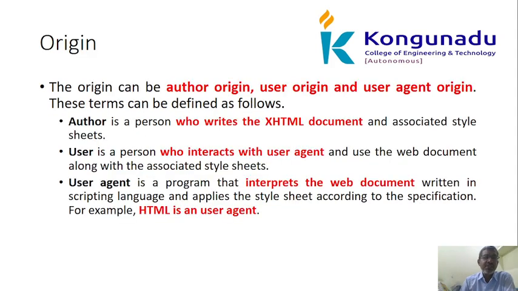The next one is the origin. Origin may be the author origin, user origin, or user agent origin. Author means who writes the HTML document. User means who interacts with the user agent. The user agent interprets the web document written in the scripting language and applies the style sheet according to the specification. For example, a browser is a user agent, the interpreter, based on the HTML language with which you are writing this program.